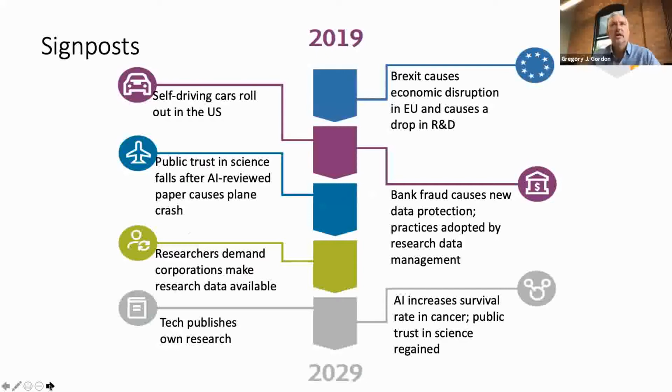Now, some of the signposts that we would start to see in this scenario coming true would be the Brexit disruption, and self-driving cars. Inevitably, we're going to see the pendulum swinging too far one way, and we're going to start to see some problems. We'll see some bank fraud or public trust in science falling after a problem. Maybe an AI-reviewed paper causes a plane to crash. So those will be stepping stones in this scenario.